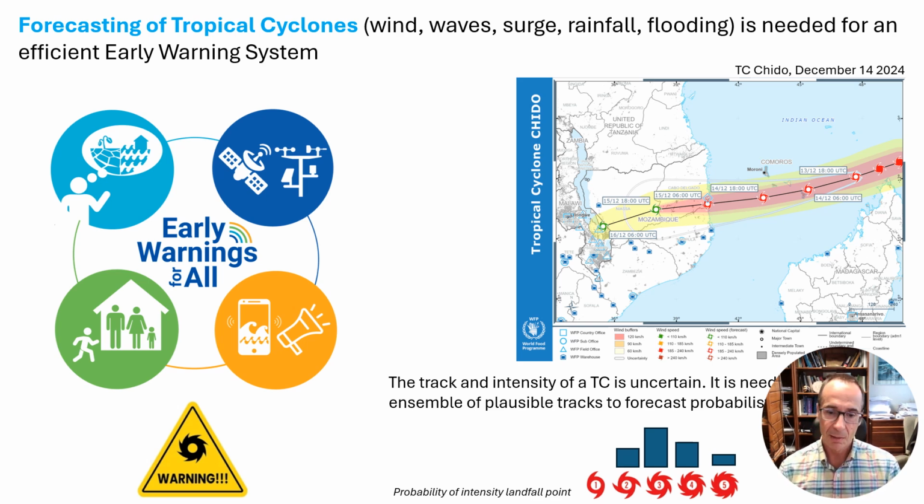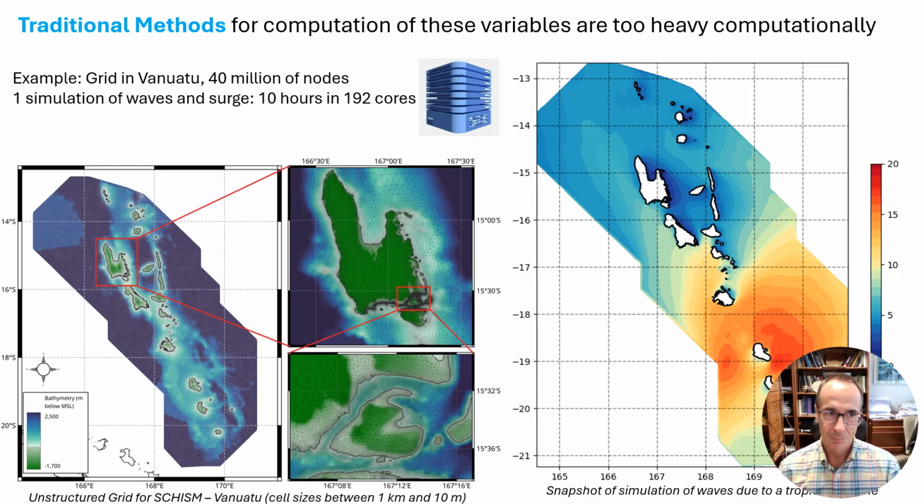So the point is that what is needed is to address, not in a deterministic way, but in a probabilistic way, obtaining, for instance, the probability of intensity at the landfall point. Like in this sketch, you see that the largest probability of a plausible tropical cyclone is for category 3, but there are possibilities also that the tropical cyclone can have category 5.